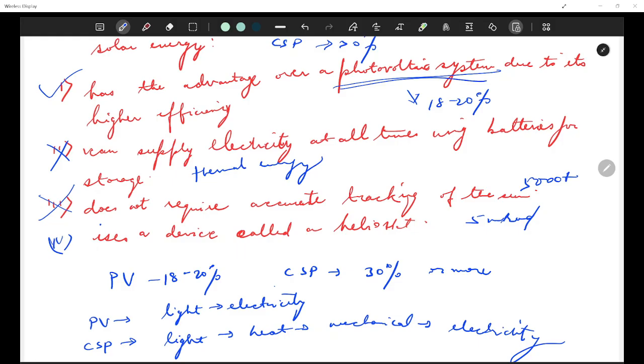In the fourth option, what do we have? It uses a device called a heliostat. We already saw that the heliostat is a mirror that tracks the sun. In a CSP tower, there are thousands of heliostats. Each rotates in two axes and reflects sunlight to a central receiver, right? So without heliostats, a CSP tower cannot function. So this statement is directly true. Just as a quick memory trick, CSP tower does have heliostat and high accuracy. For PV, it is just panel, battery and lower efficiency. Hence, these two are the correct options.